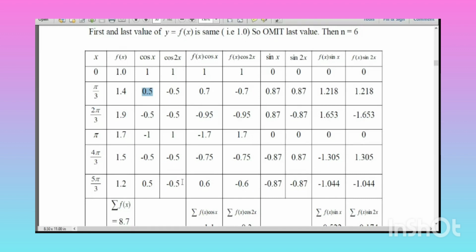1/2, sir. Yes, 1/2. That is 0.5, right? Cos 2π/3, minus 0.5. Cos pi. So without a calculator we cannot do anything. So cos pi is minus 1. Cos 4π/3 is minus 0.5. Cos 5π/3.